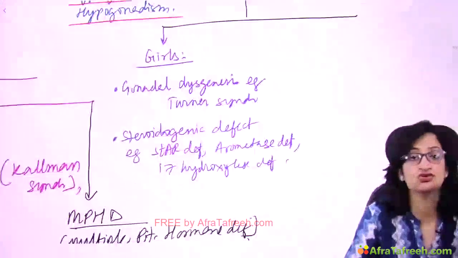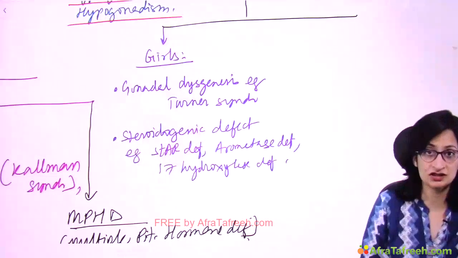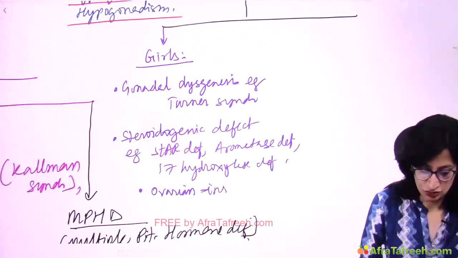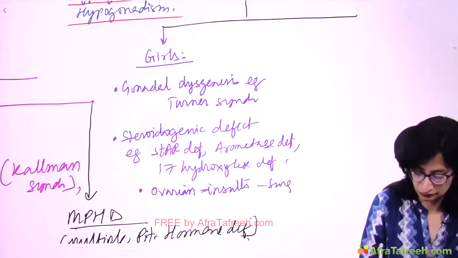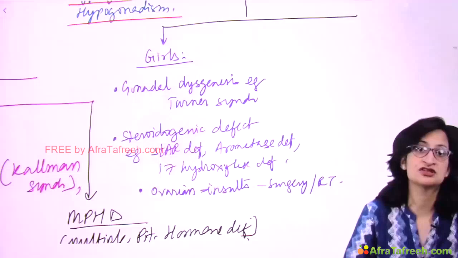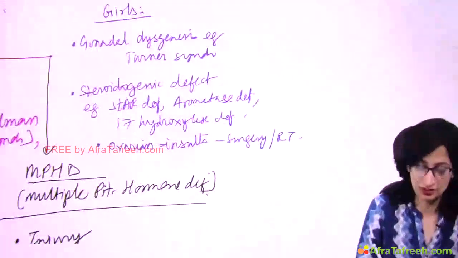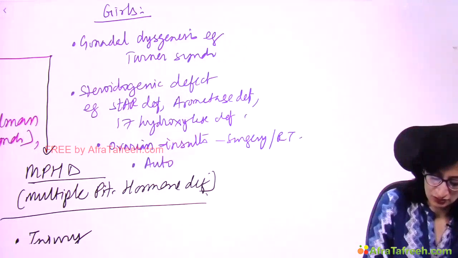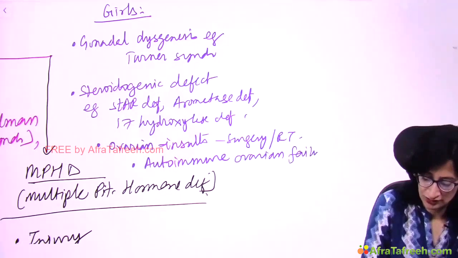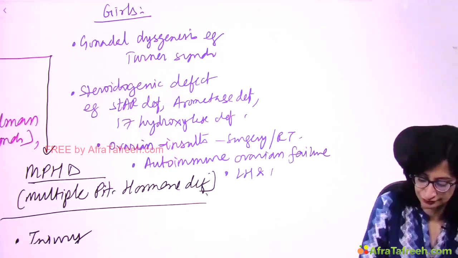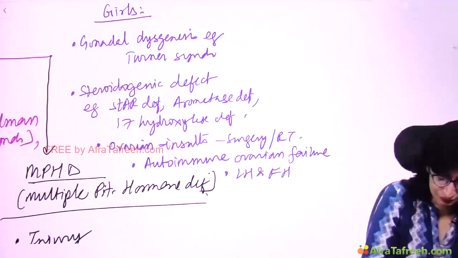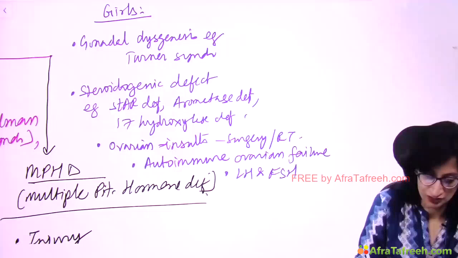Ovarian insults, which can be due to surgery or radiotherapy. Autoimmune ovarian failure, or LH and FSH resistance at the level of receptors. So there can be autoimmune ovarian failure, or there can be LH and FSH receptor resistance.